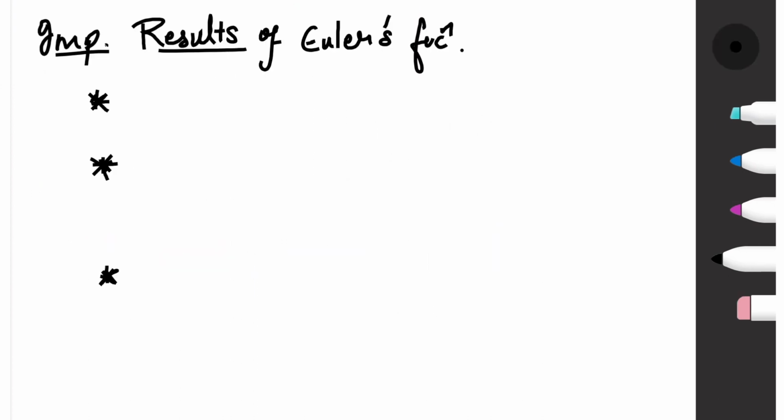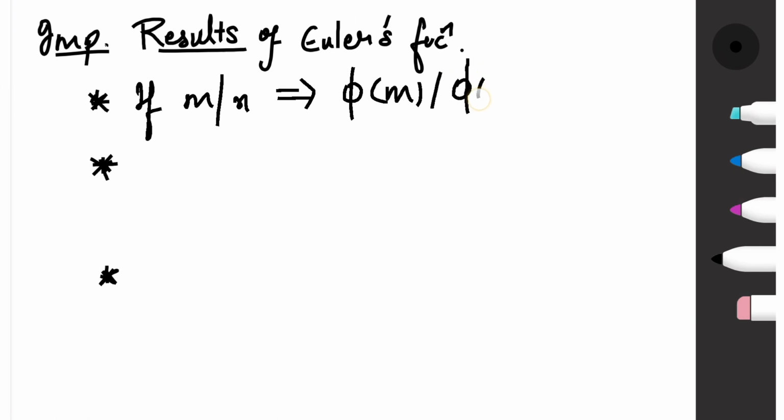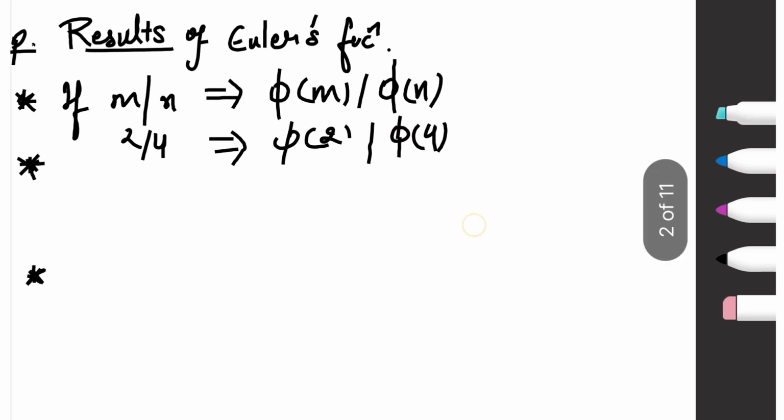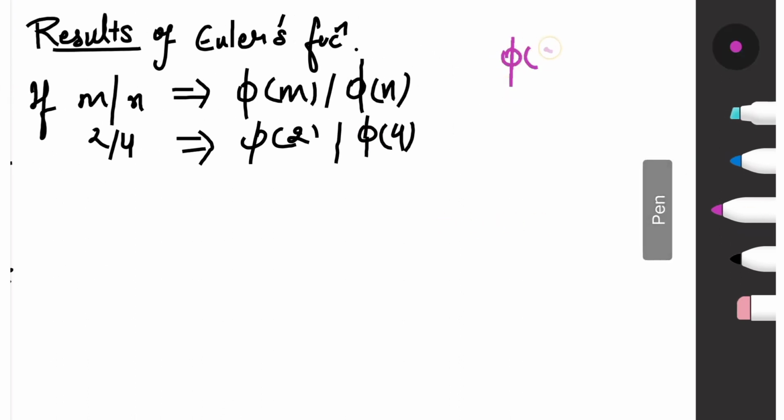Now let's discuss some of the important results of the Euler function, in which number one is, if m divides n, this will always imply that phi of m will divide phi of n. For example, let's say 2 divides 4. Now this will imply phi of 2 will divide phi of 4. Let's check it. Phi of 2, as 2 is a prime number, is 1, and phi of 4 will be 2.